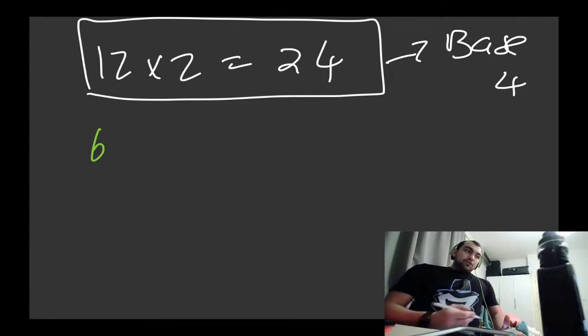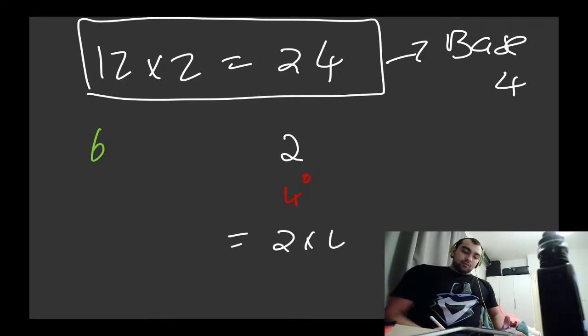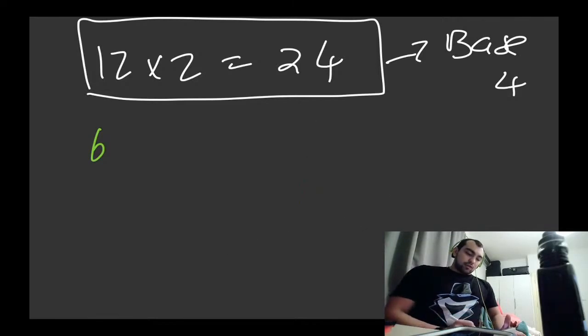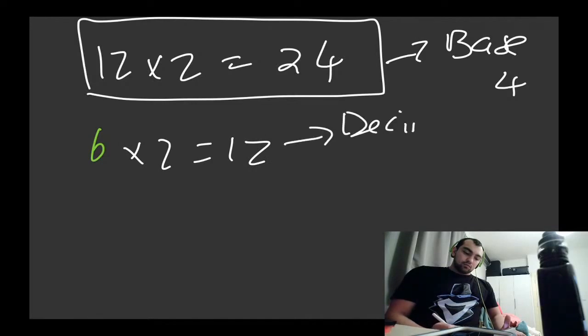And then 2 in base 4 is just 2. If you use your exponent, 4 to the power of 0, all you're going to get is 2 times 4 to the power of 0, which is 1, so it's 2. So 2 is just 2. So 6 times 2 equals 12 in decimal.